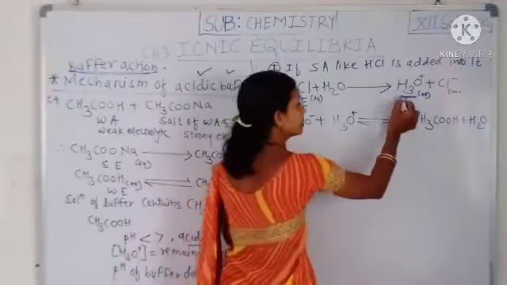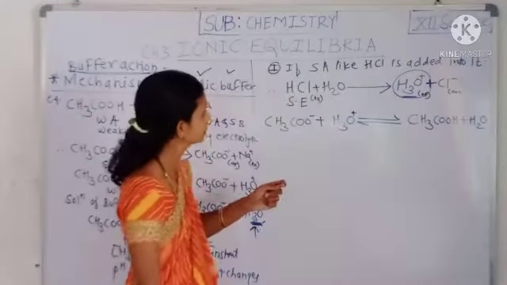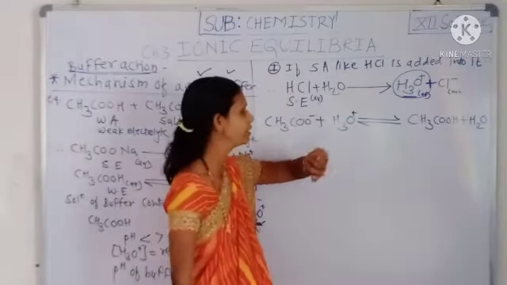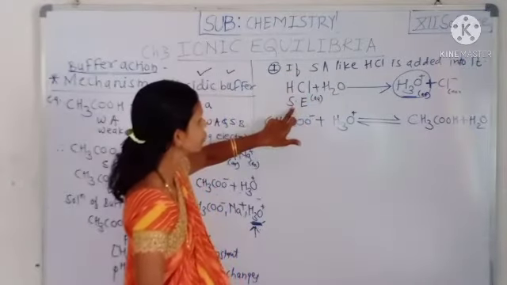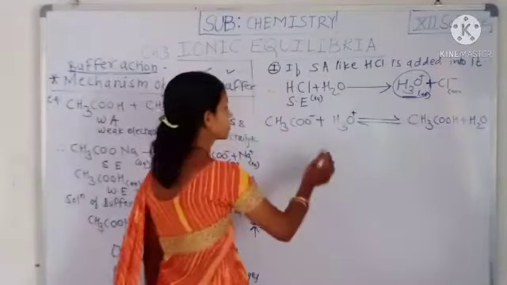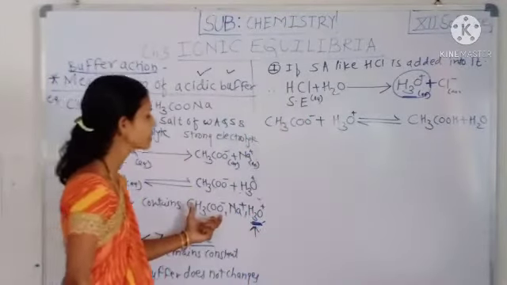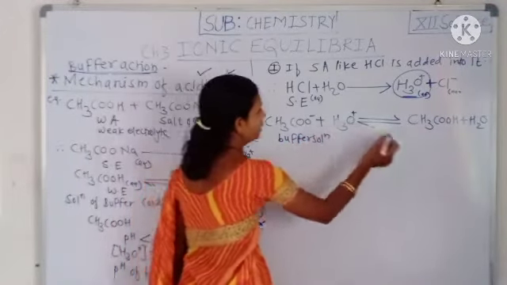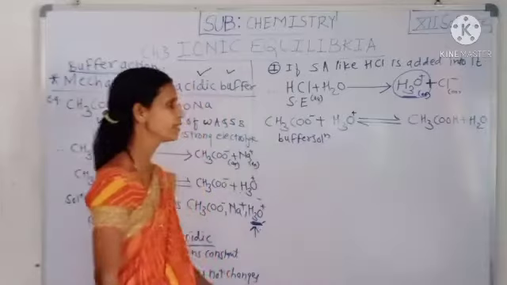That means the excess H3O+ ion, when a strong acid like HCl is added into it, that excess H+ ions formed due to the dissociation of strong acid, that is HCl. Then that excess H3O+ formed here readily reacts with CH3COO- ion present in the buffer solution, and it gives CH3COOH, that is unionized, undissociated acetic acid.